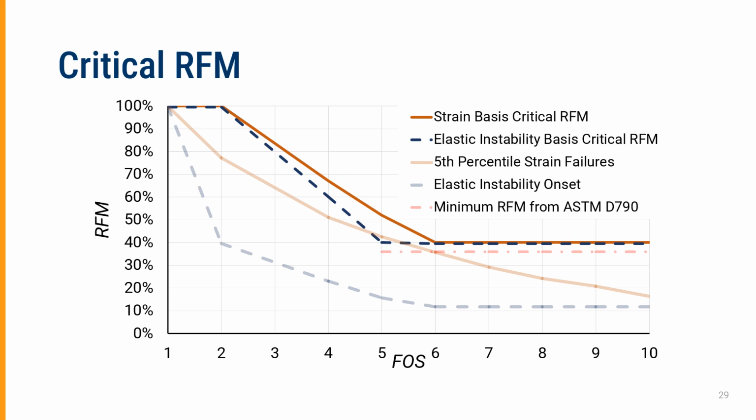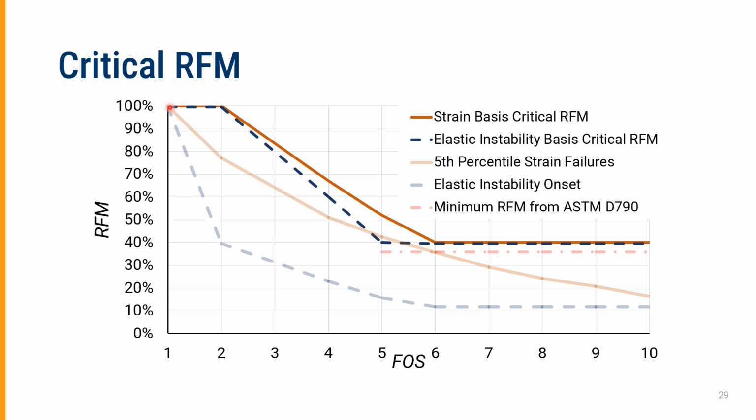So what this means is that, for instance, for a factor of safety of 4, we have about 60% or an RFM of about 60% as the minimum acceptable for elastic instability and about 65% for the strain basis. And you can use that. So if you've actually got an effective factor of safety of 4, we now know what we can work to for the equipment, or what we can work to for acceptance.